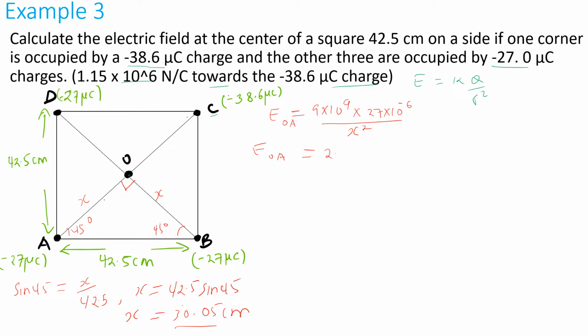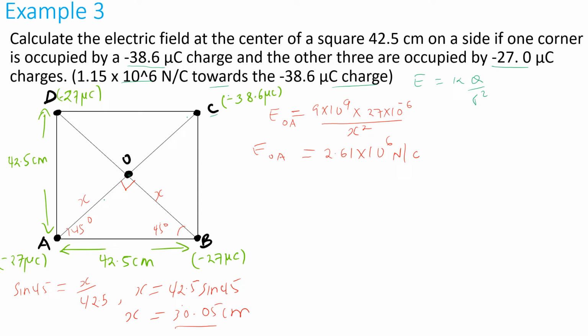Okay, so EOA, if you feed in x as 30.05 centimeter changed into meters, is going to give us 2.61 times 10 to the power 6 Newton per coulomb. So that is got. Let's go to E at O due to B.